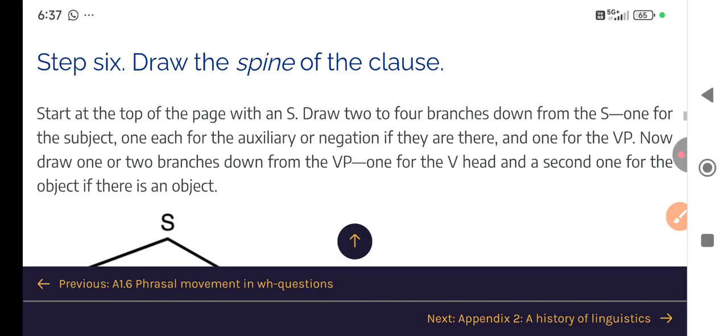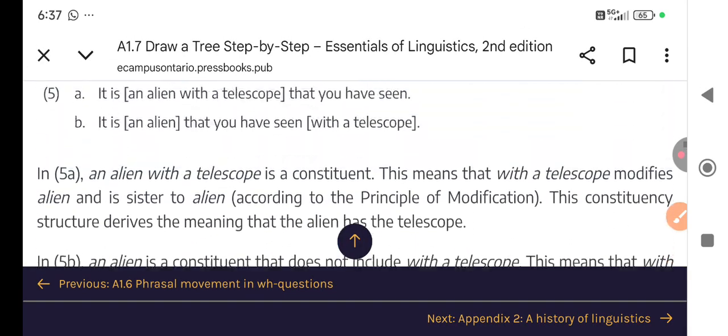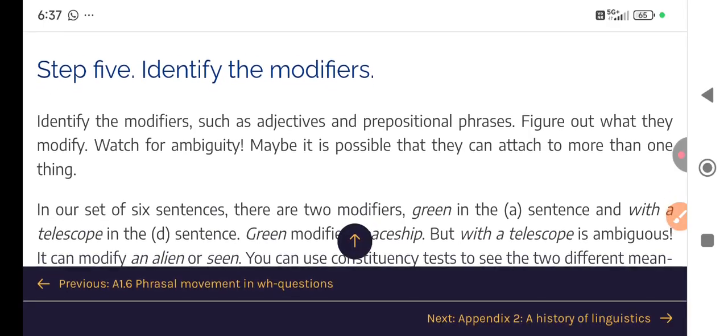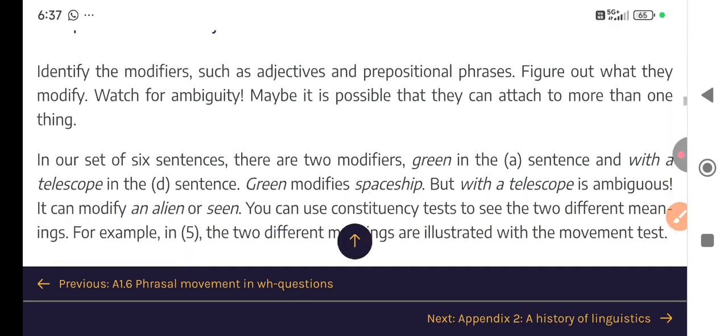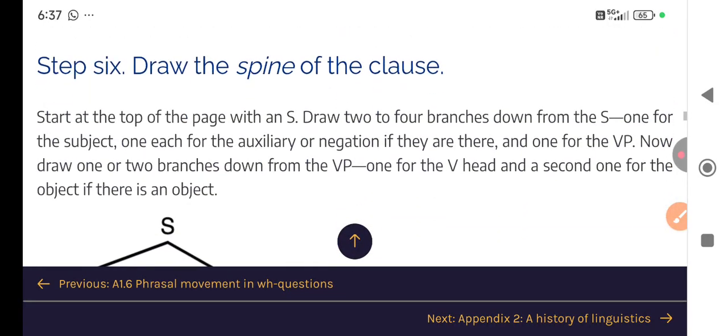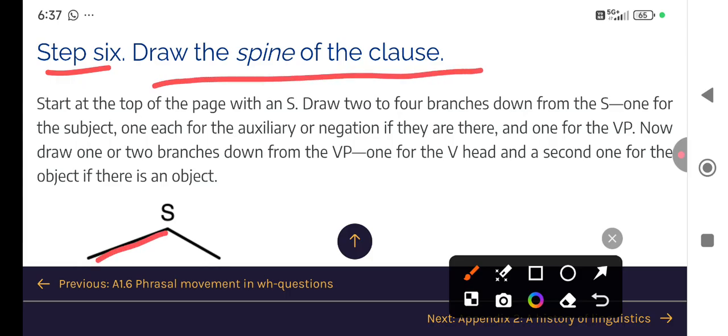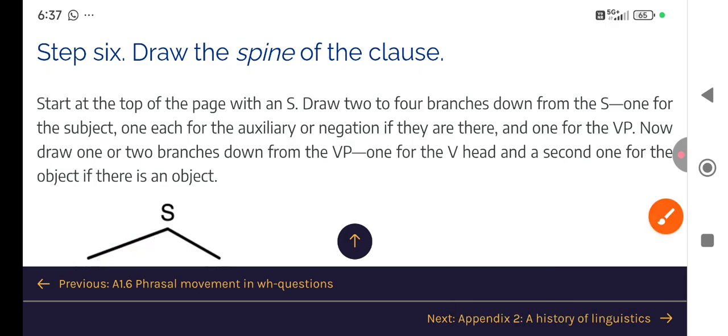Now, in the fifth step we have identified the modifiers. Now moving to the sixth step. In the sixth step, we have to draw the spine of the clause.